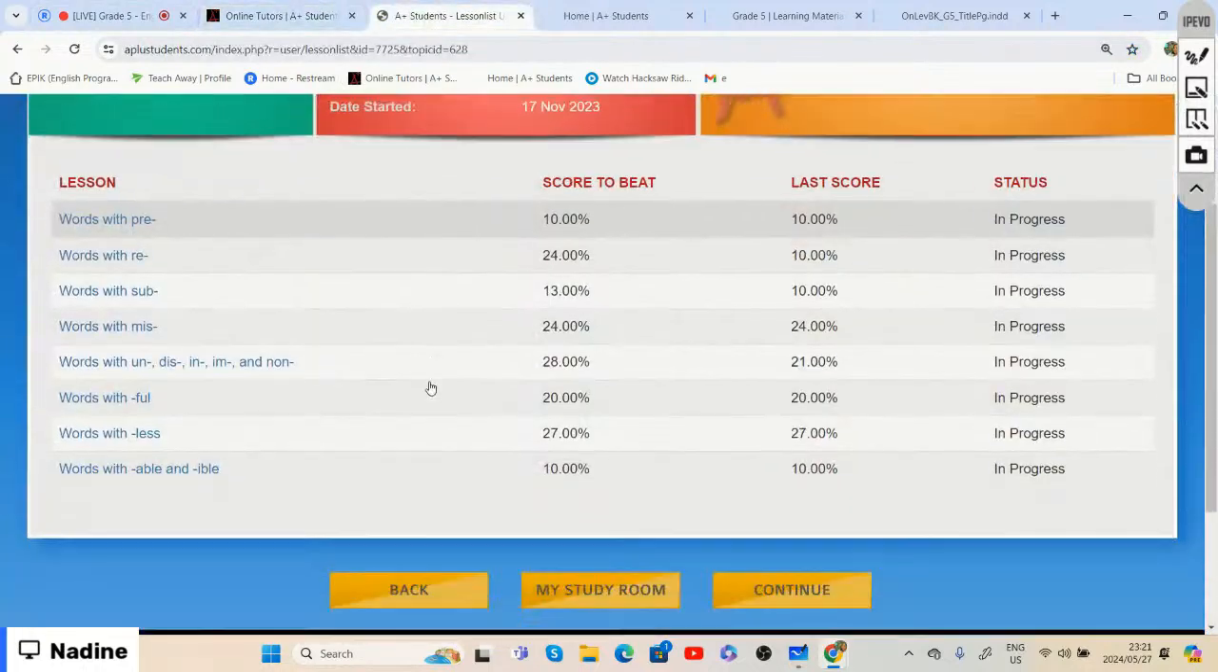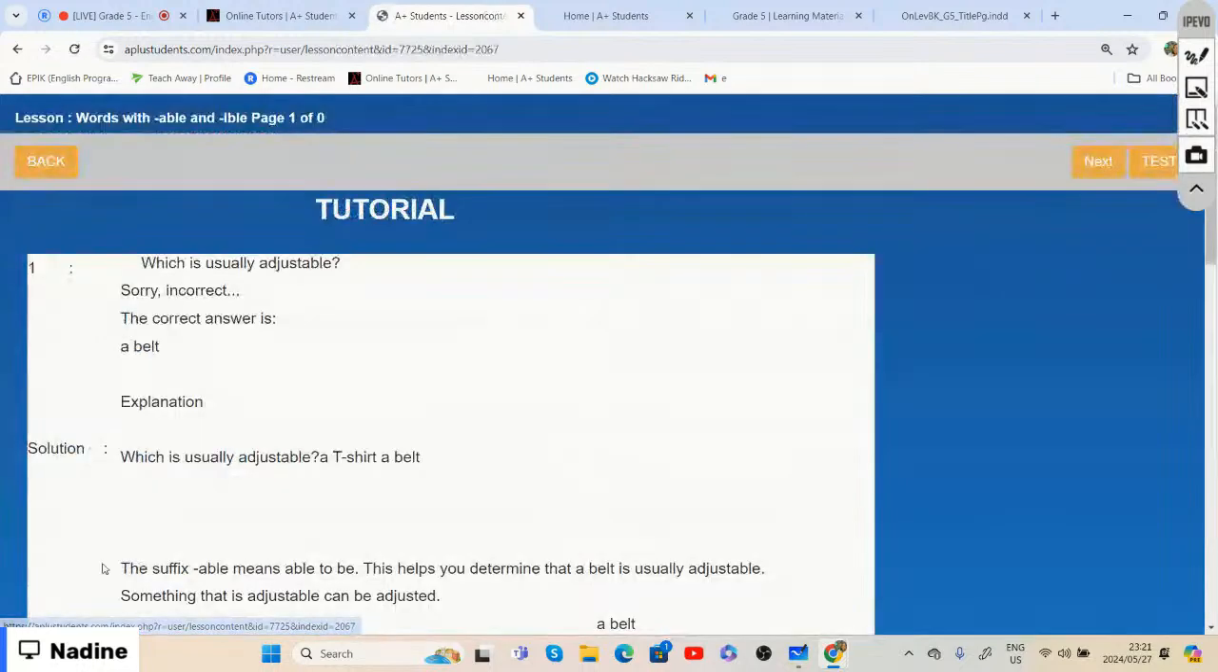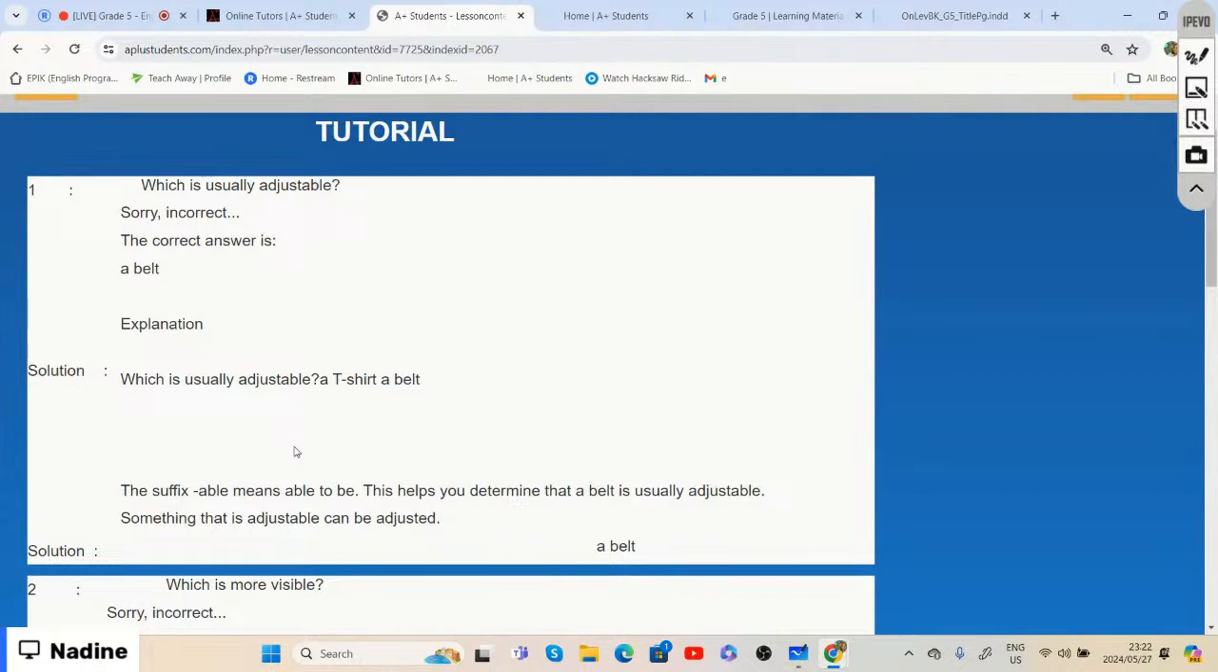All right. So we said that our chapter is prefixes and suffixes, and we are doing the lesson on words with able and ible, right? And words with able and ible means able to be.